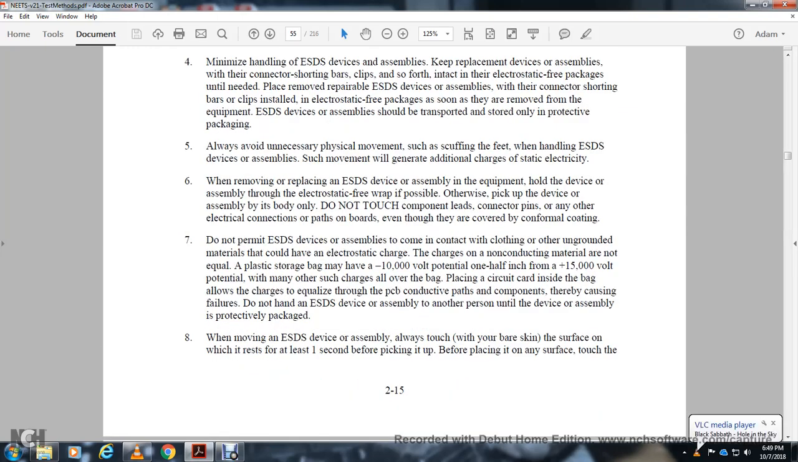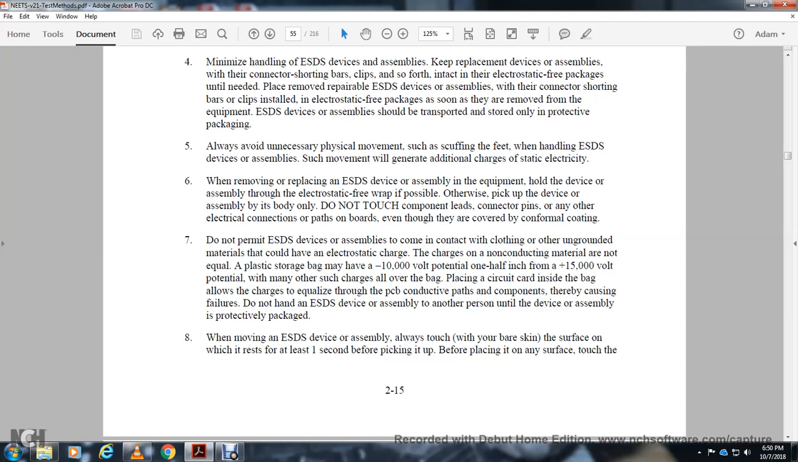Do not permit an electrostatic device assembly to come in contact with clothing or other ungrounded material that may have an electrostatic charge. Trouble comes with non-conductive material such as plastic storage bags, which may have a negative 10,000 volt potential, or 15,000 volt potential at half an inch, with many other such charges all over the bag. Handle the electrostatic device assembly and other personal devices with care.